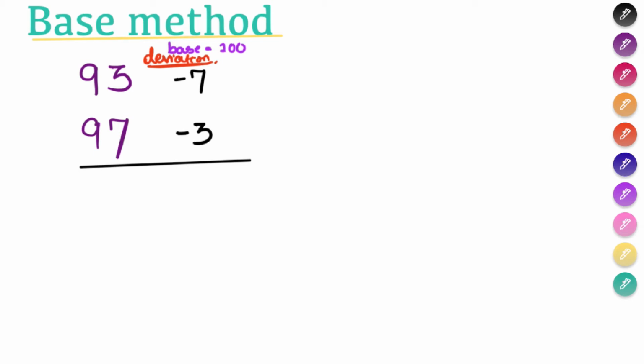The first step is to determine the base, which is the number whose multiplication table is known to us and is close to both the numbers that we have to multiply. That was the first condition. The second step is to find the deviation from the base. In this case 93 has a deviation of minus 7 and 97 has a deviation of minus 3.